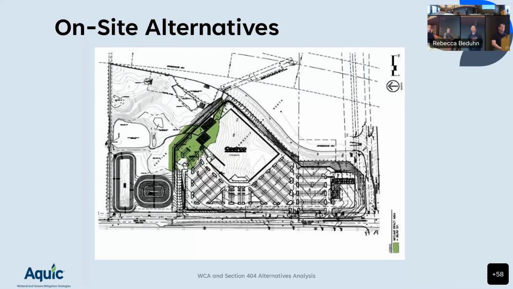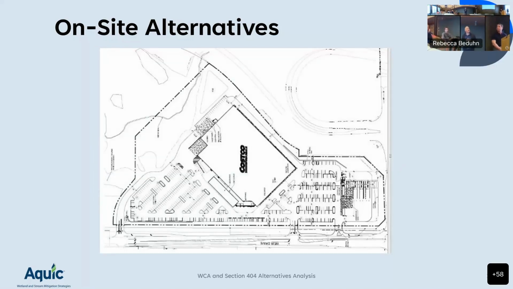So this is their avoidance alternative. Their avoidance alternative pushed it out of the resource, but the store had shifted alignment, so it's facing the wrong side. And they were getting constrained on their parking spaces. So again, they had clearly laid out in their project purpose the fact that they needed this much parking space.